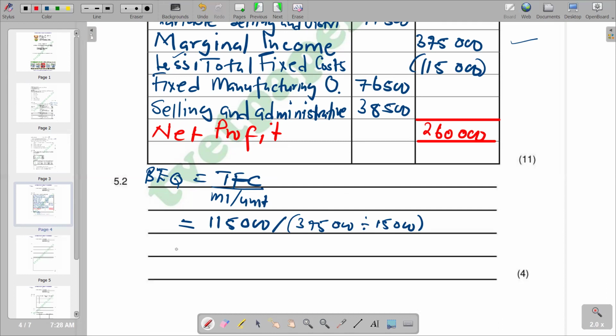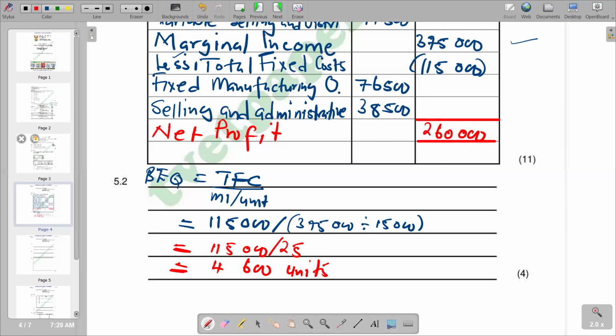So with that now, we can see that if you try to simplify it further, it becomes equal to 115,000 divided by 375,000 divided by 15,000. You are going to get your answer as 25. And now we say 115,000 divided by 25, and you get your answer as 4,600 units. So this is the break-even quantity.